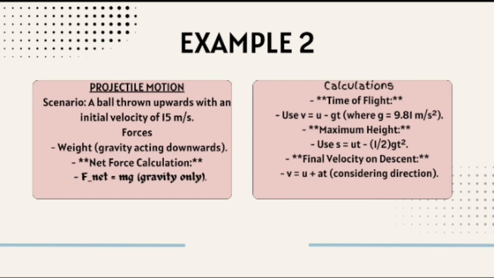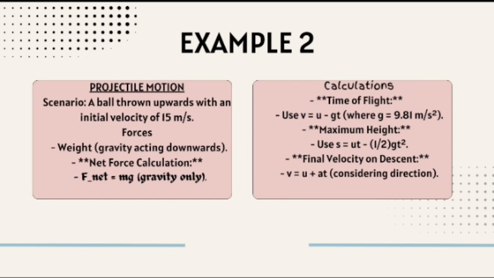Now, let's consider a second example involving projectile motion. Imagine a ball thrown upwards with an initial velocity of 15 meters per second. The only force acting on it is gravity, which pulls it downward. We can calculate the time of flight using the formula v equals u minus gt to find when the velocity reaches zero at the peak of its trajectory.